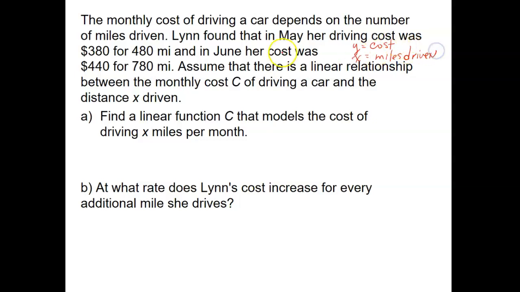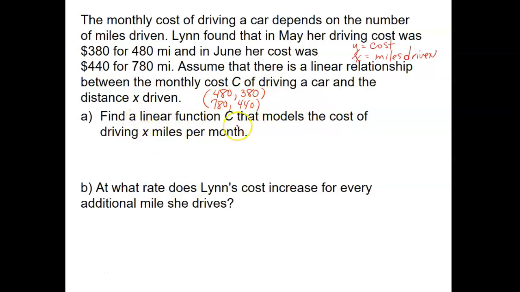So when I set up ordered pairs from this information, if I'm going to drive 480 miles, it's going to cost me $380. And people tend to get those reversed when they set them up, but you've got to decide which one depends on the other one. So the miles driven is not going to depend on the cost. The cost is going to depend on the miles driven. So here's 780, and that's going to cost $440. So once we have two ordered pairs, we can pretty easily find the rest of this.